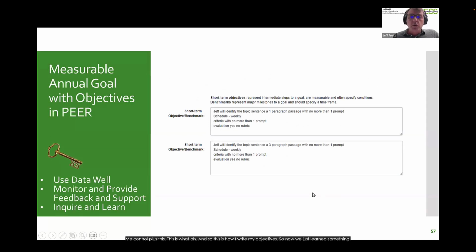We control plus this is what, and so this is how I write my objectives.